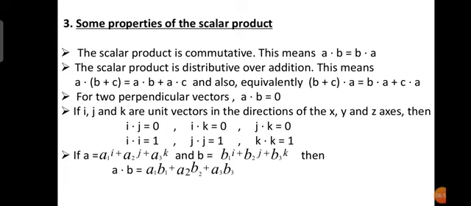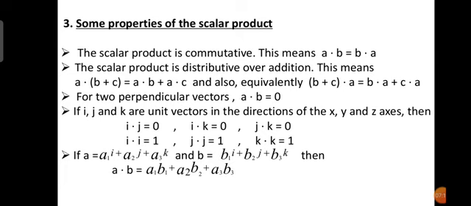And i dot i, j dot j, and k dot k is 1. Okay, that is given there. These are all properties you have been studying for doing problems. You can do problems using these two properties, so you just have to be familiar with this one.